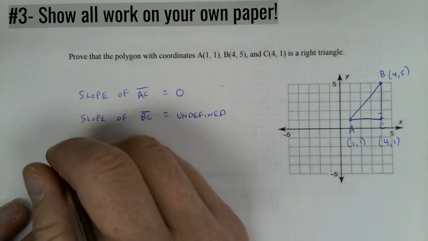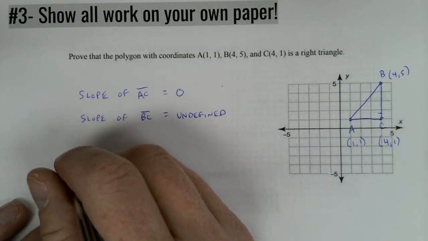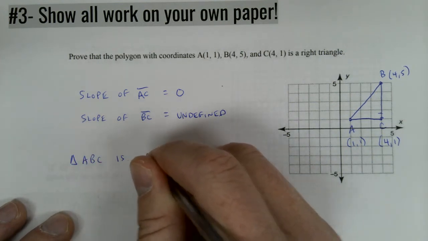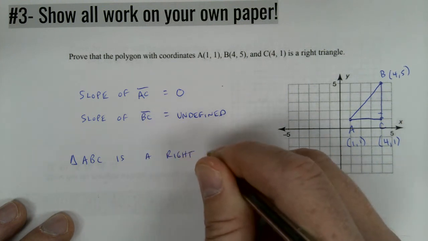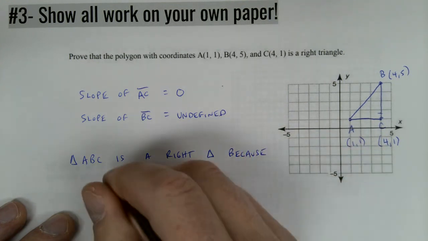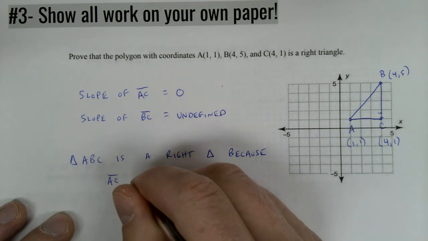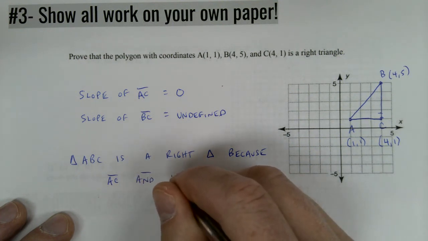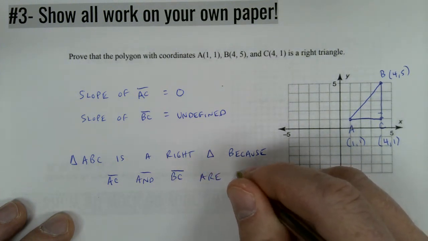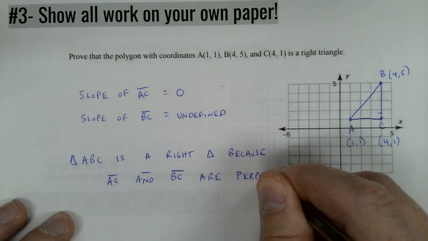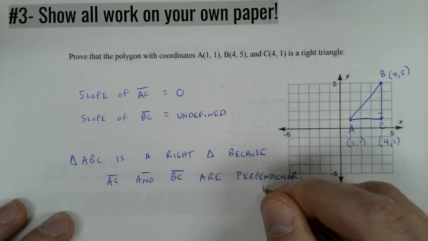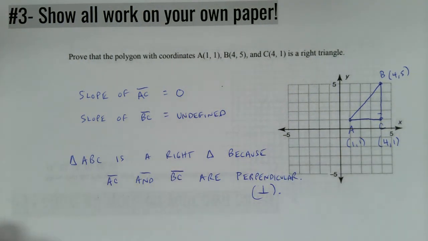So we can now use our information to state that triangle ABC is a right triangle because AC and BC are perpendicular. And if you want to use the perpendicular symbol, you could.